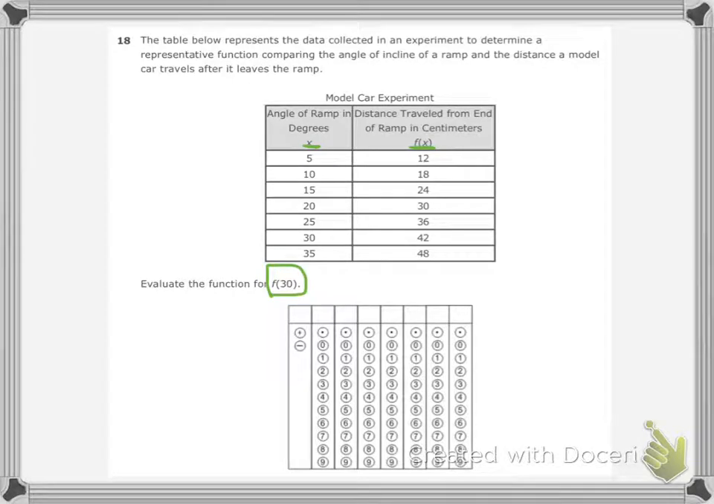So since that 30 is in my parentheses, that is the input. It wants the output. Okay, so we just have to look at our table where 30 is our input, that's right here, and the corresponding output is 42. So that's going to be our answer. So we would just write in 42, we would bubble in the bubbles, and we'd be done. See how easy that was.